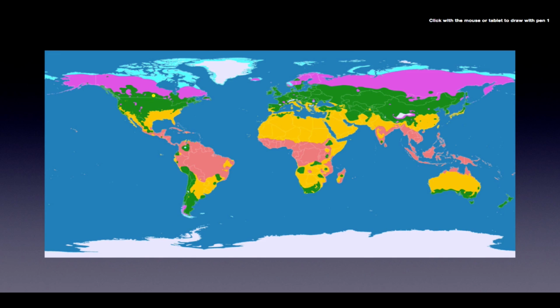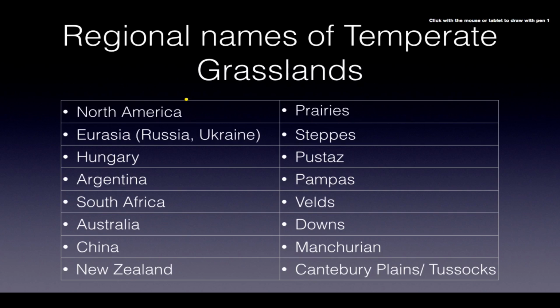So can you see these green regions? They are the temperate grasslands of the world, the green ones, both in the north and south. Now they have different names. North America is called prairies. South America, especially Argentina and Patagonia, is called pampas. So just remember prairie, pampas.